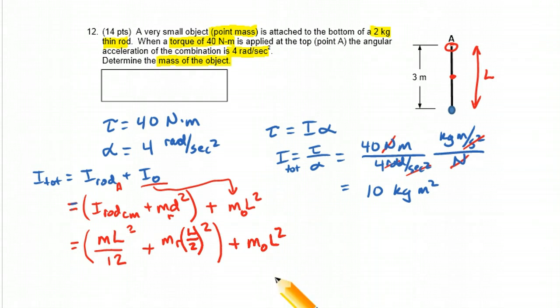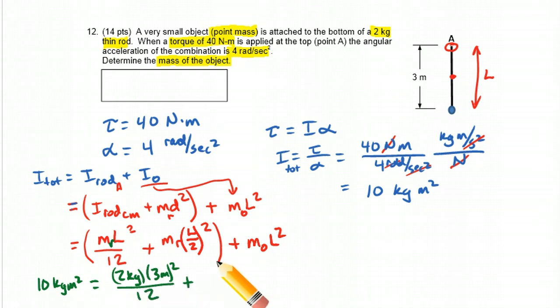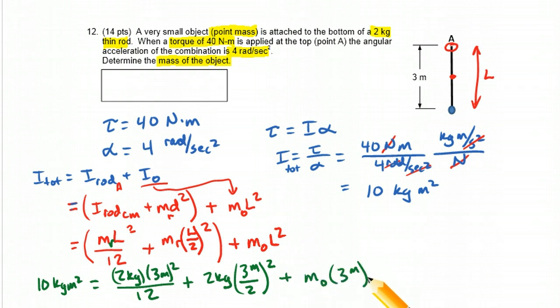Okay, so now we can plug in some numbers. So we'll have 10 kilogram meters squared is equal to, that's the mass of the rod, 2 kilograms times 3 meters squared over 12 plus 2 kilograms times 3 meters over 2 squared plus the mass of the object times 3 meters squared.